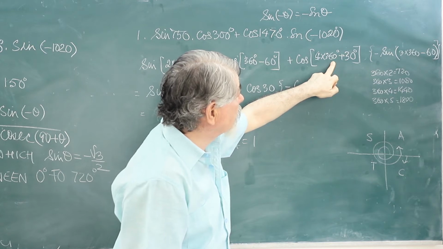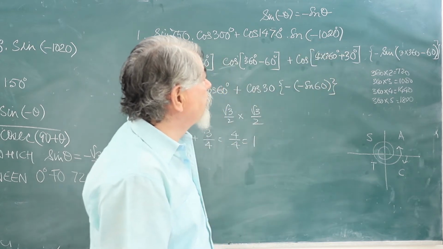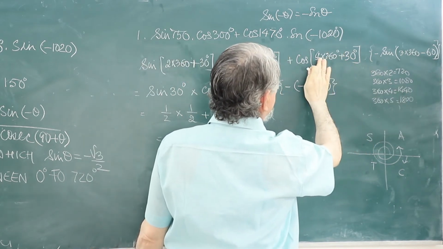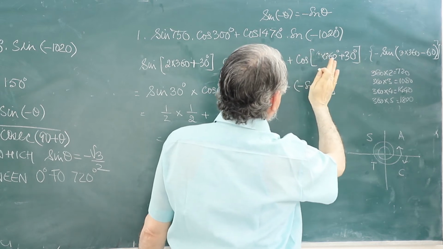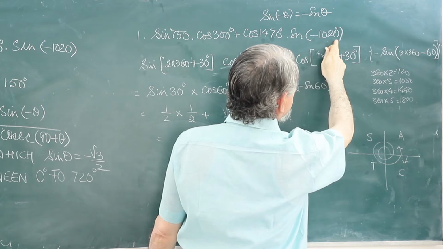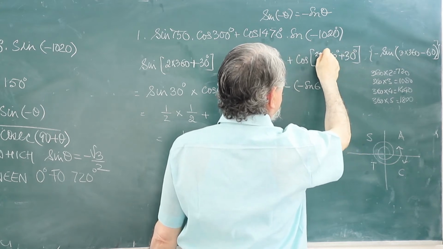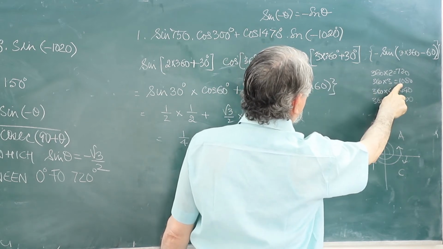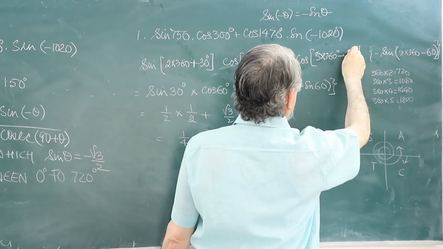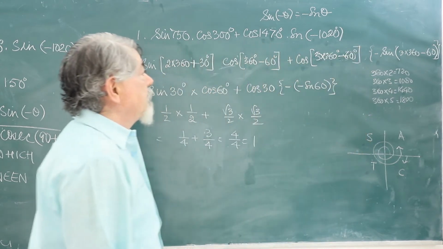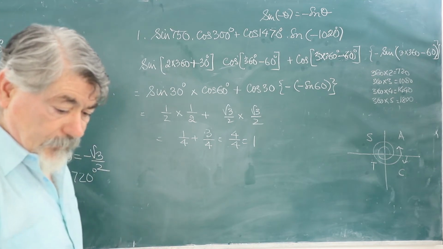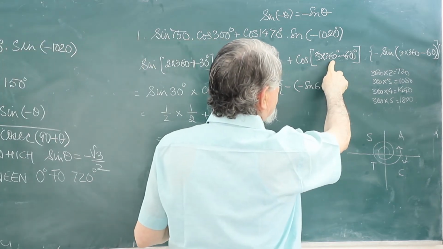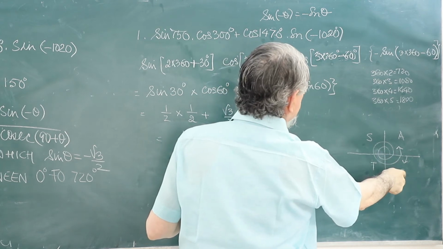I have written it wrong. Because I have to get how much? 4 into 360 will be 1440. Sorry. 1020, so 1080 actually. It will be 3 into 360. 3 into 360 will be 1080, and from 1080 you subtract 60. So 3 into 360 will come here, and minus 60 obviously it will come here.